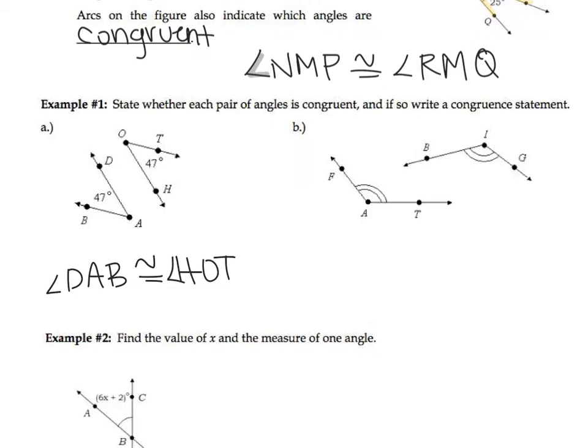In B, we want to know if angle TAF is congruent to angle BIG. If we look, we have our arc symbols here, and there are two, which is fine. You can have three arcs as well, but they both have two arcs, which means the angles are congruent. So I can say angle TAF is congruent to angle GIB.